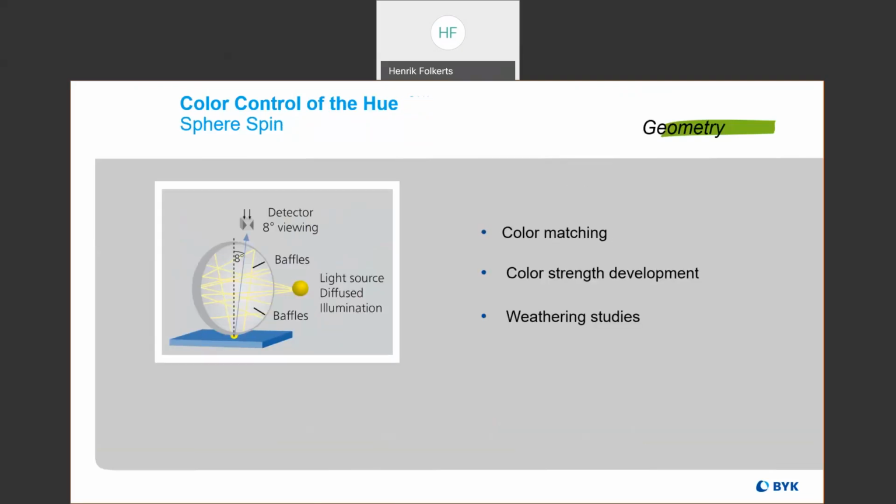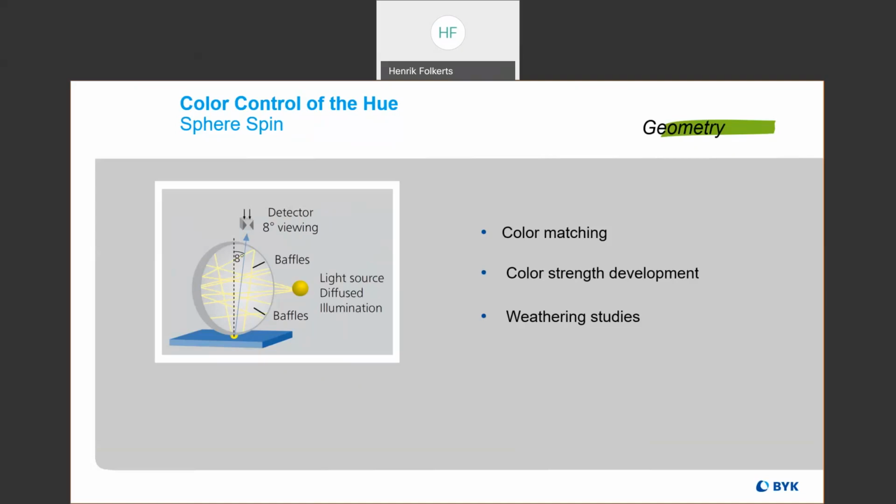But then we go to the sphere geometry, the other major geometry used for solid color measurement. The way this one works is you have a light source. Instead of shining light directly on the sample that you're measuring, it's going to shine light into what we call an integrating sphere. So that light is going to bounce all around the inside of that sphere. That light is going to be diffused, meaning by the time it hits the sample, it's coming at the sample from all directions rather than one defined direction as with the 45-0 instrument.